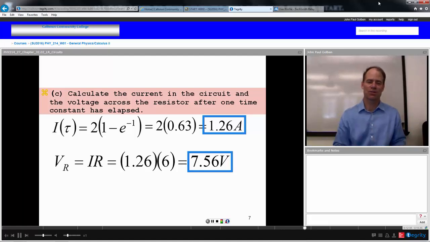Or I could use that other formula, L di dt, to calculate it, but this is a quicker way. If you know the voltage across the resistor, just subtract it from the battery to get the voltage across the inductor.